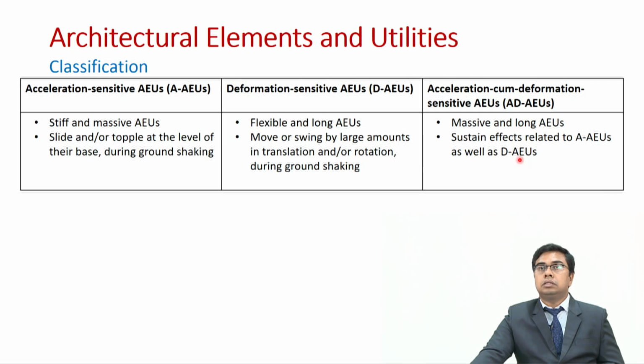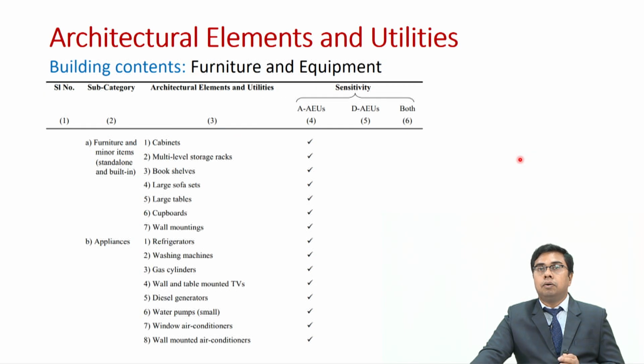Now let us see these through some examples. These are the examples which I have obtained from IS 1893 2025 and are very well established examples. First of all, we shall look into building contents, then appendages to building, and then services and utilities. Within building contents, we have first subcategory as furniture and equipment. Within furniture and equipment, we have various subcategories as shown over here.